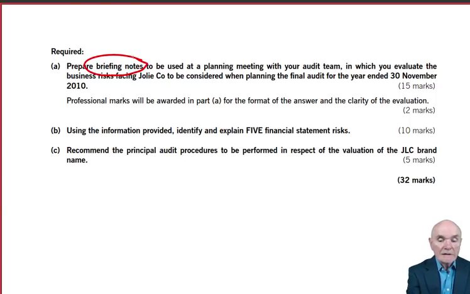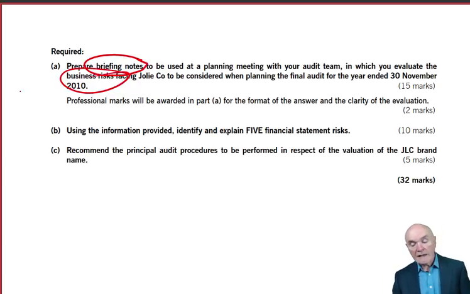What are we asked to do? It is to evaluate the business risks. And we have to look very carefully at that, because you could be asked typically to evaluate business risks or audit risks. Here it is business risks. And if you find yourself beginning to discuss anything which is to do with, well, the financial statements might be wrong because, then you are not discussing a business risk. You're discussing an audit risk.